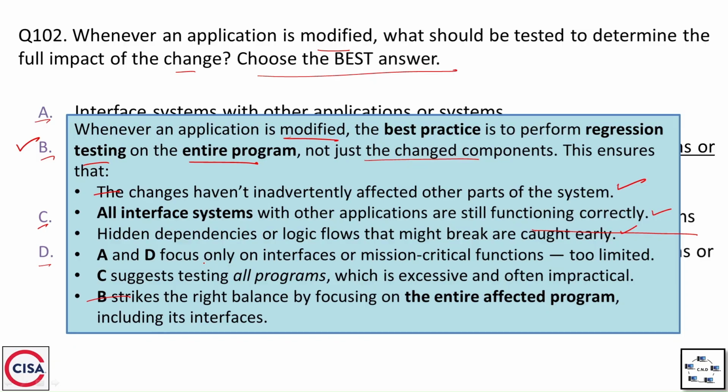Number four, A and D focus only on interface or mission critical functions, which is too limited. C suggests testing all programs, which is excessive and often impractical. B strikes the right balance by focusing on the entire affected program, including its interfaces.